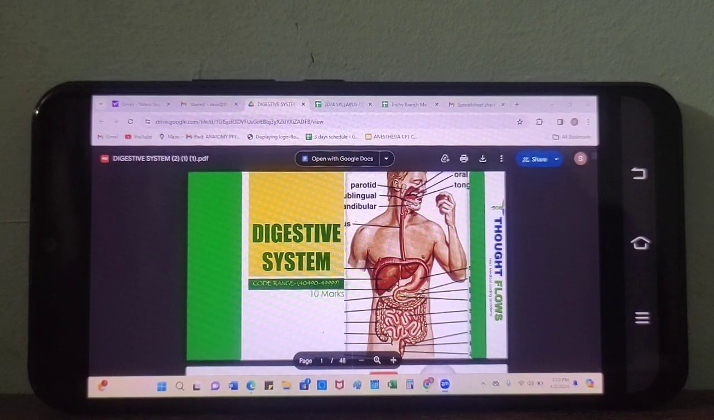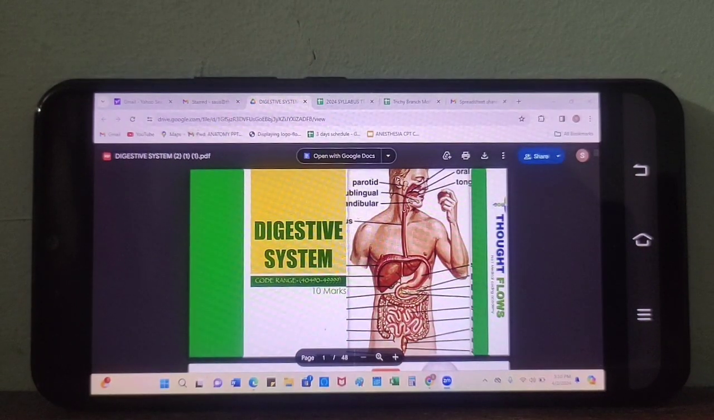We have a 6 mark for the digestive system. Take the heading and then the corresponding code ranges.